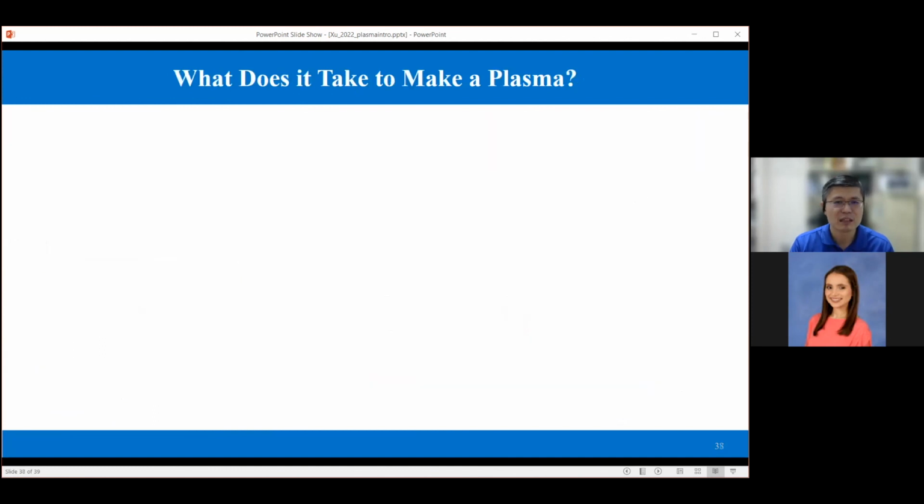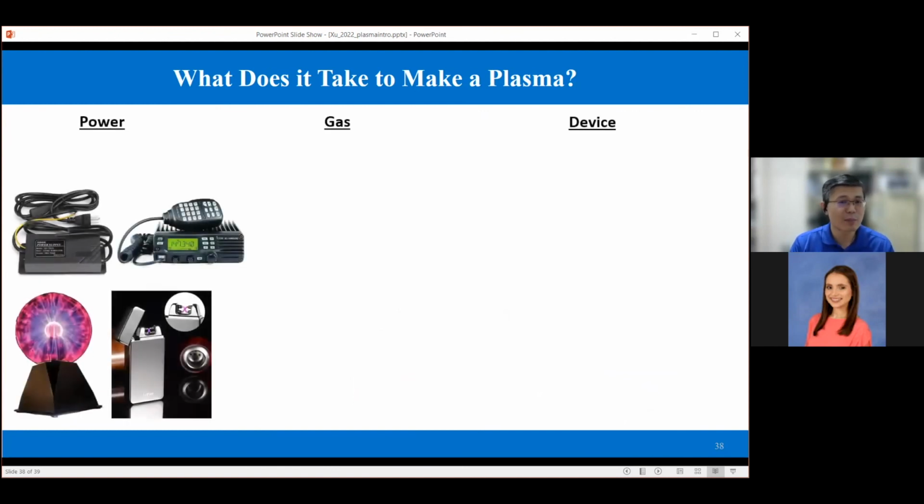Now you may ask, okay, what do you actually need, bare minimum, to make a plasma? So really, you need three things. You need some kind of power source. And these can be really fancy ones or even really simple ones, like you can actually take a plasma globe, rip out the bottom power supply and use that. You can also find on the internet what are called plasma lighters.